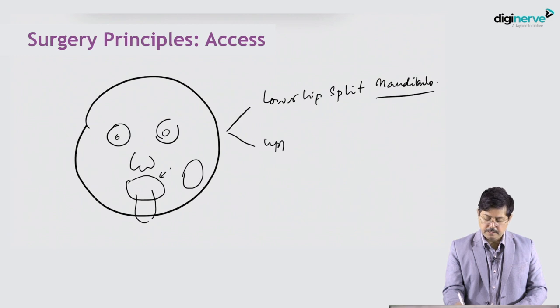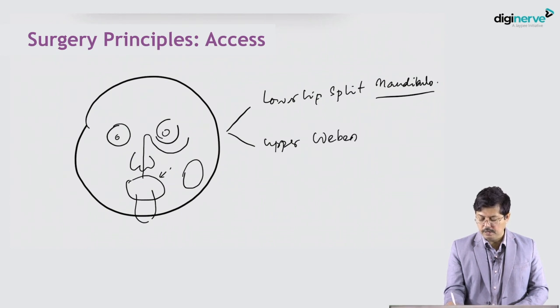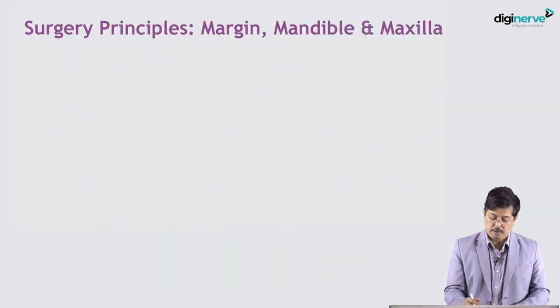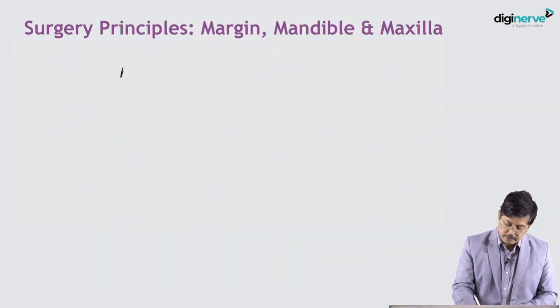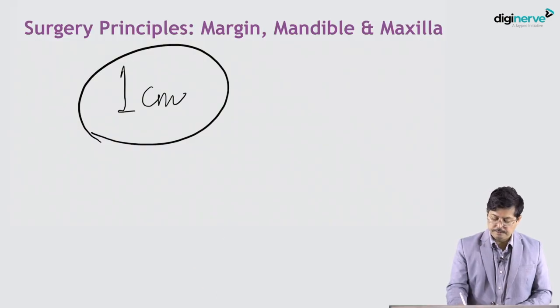For the upper lip and the maxilla, you have an incision called the Weber-Ferguson incision, which will still allow you to do a maxillectomy. So these are the basic principles of access. Definitely when you go for neck dissections, they will be more important. Margins for any surgery is a standard 1 centimeter gross macroscopic margin. Definitely you need to save the vital structures.